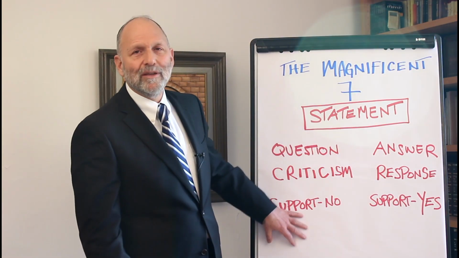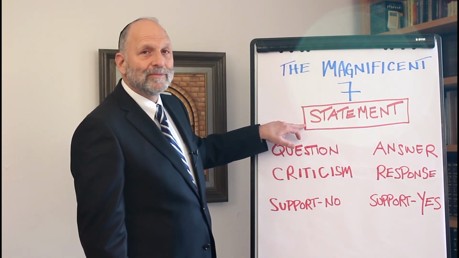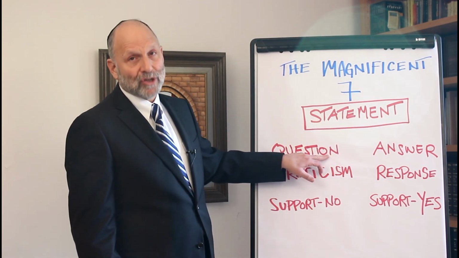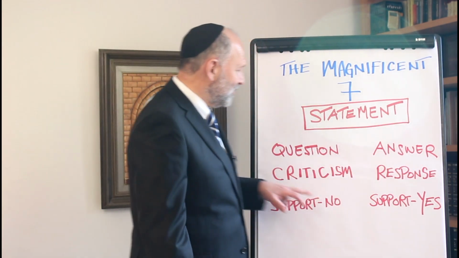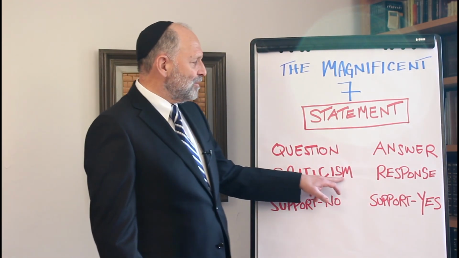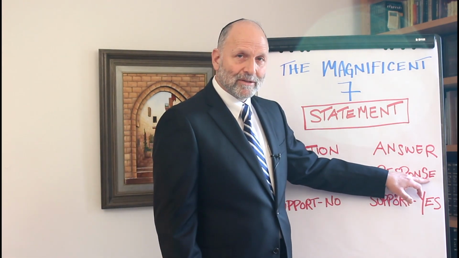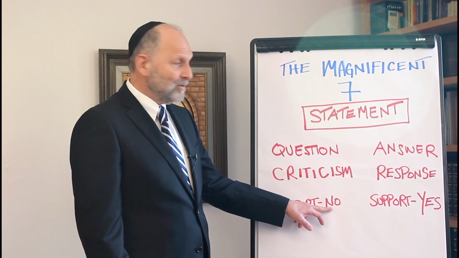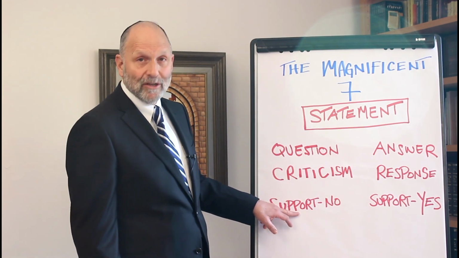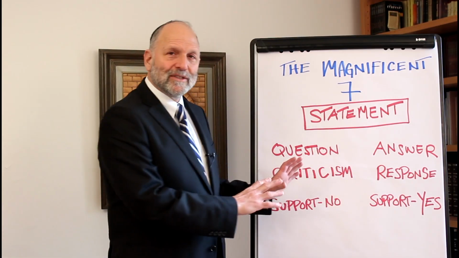I want to tell you these in Hebrew. So a statement will be a memra. A question will be a she'ela. An answer will be a tshuva. A criticism will be a kasha. A response will be a teretz. A support against or no to a certain idea will be called a stira. And a support yes will be called a raya. So those are the Magnificent Seven.